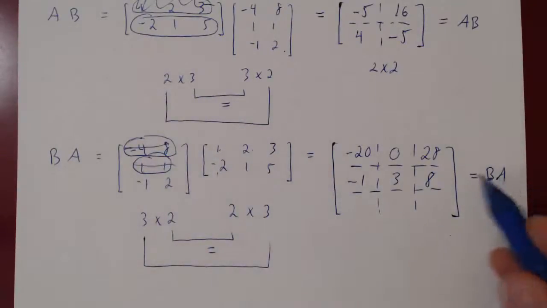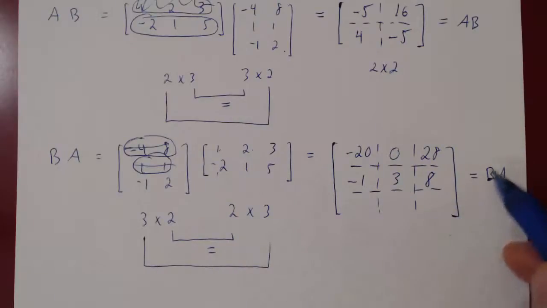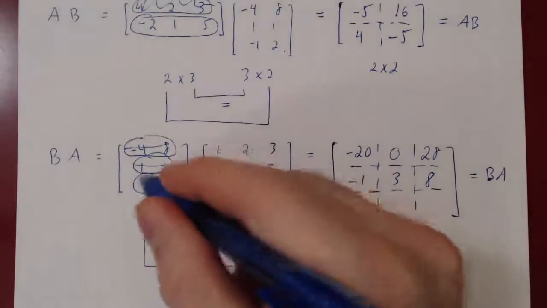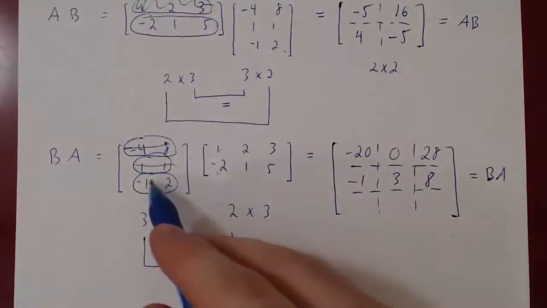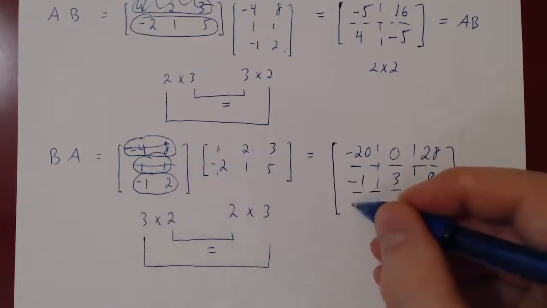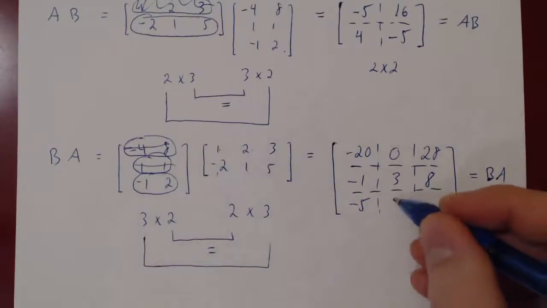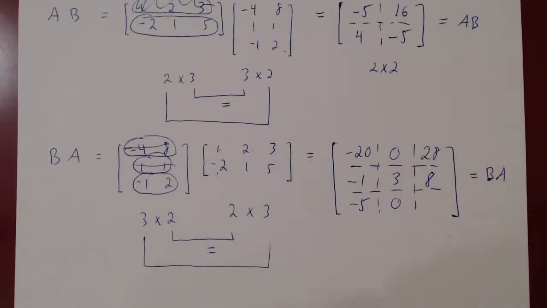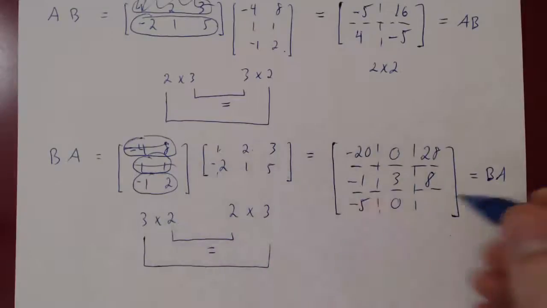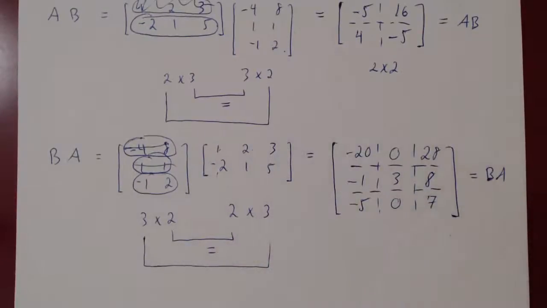And to construct the third row of BA, we fix the third row of B and go through once again every column of A. Negative 1, negative 4, negative 5. Negative 2 plus 2, 0. Negative 3 plus 10, positive 7. And so there you have it.